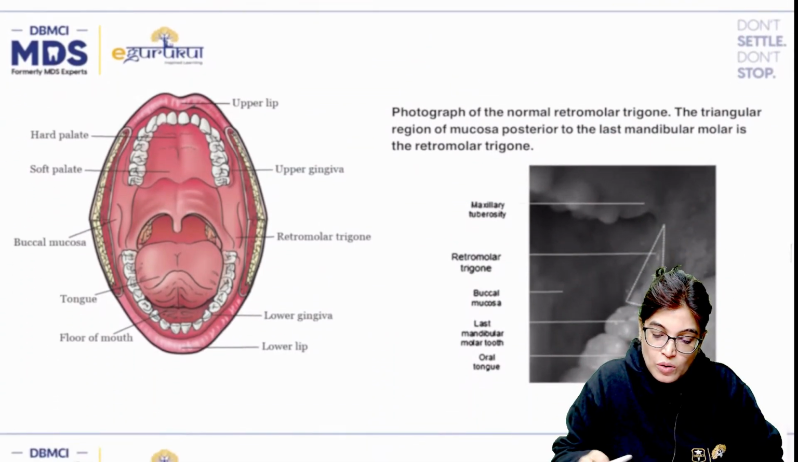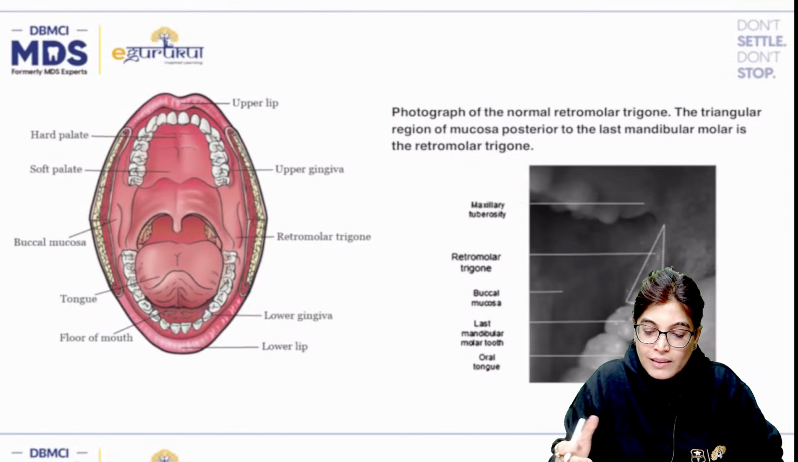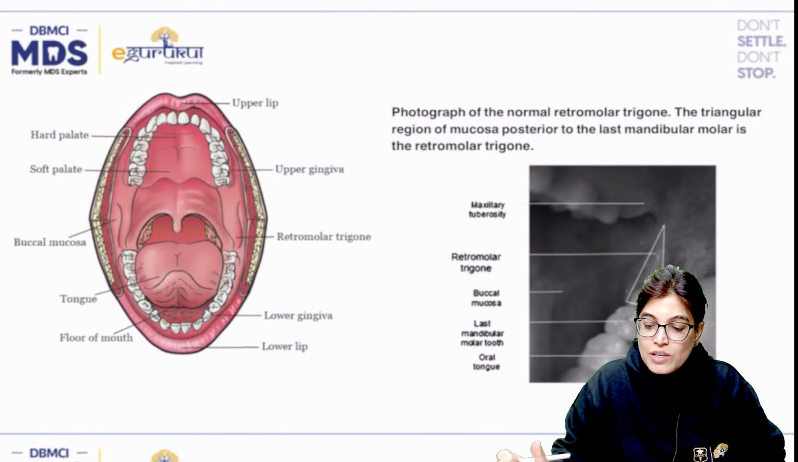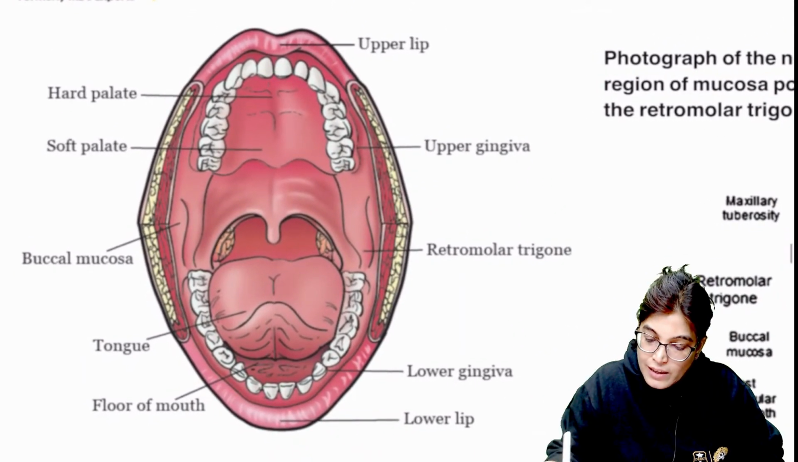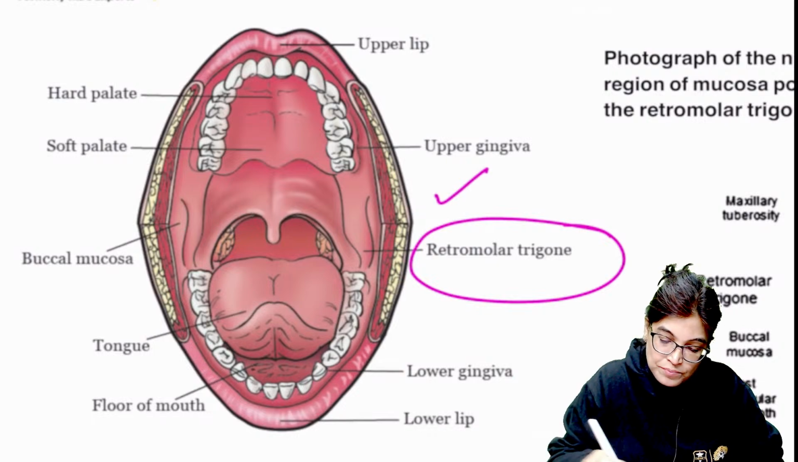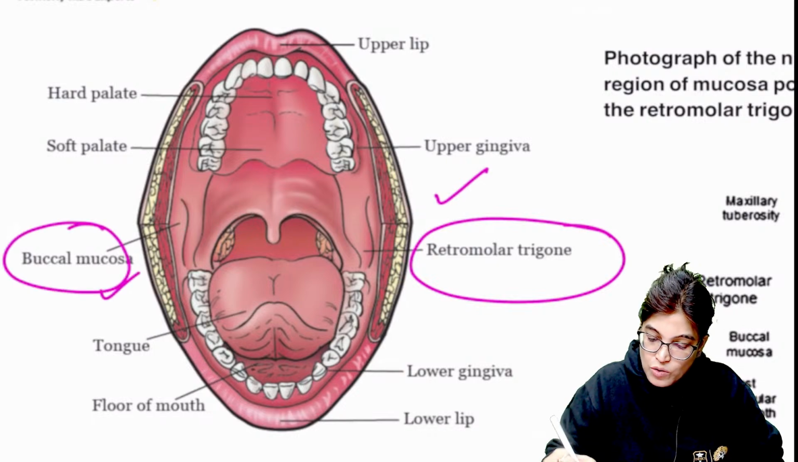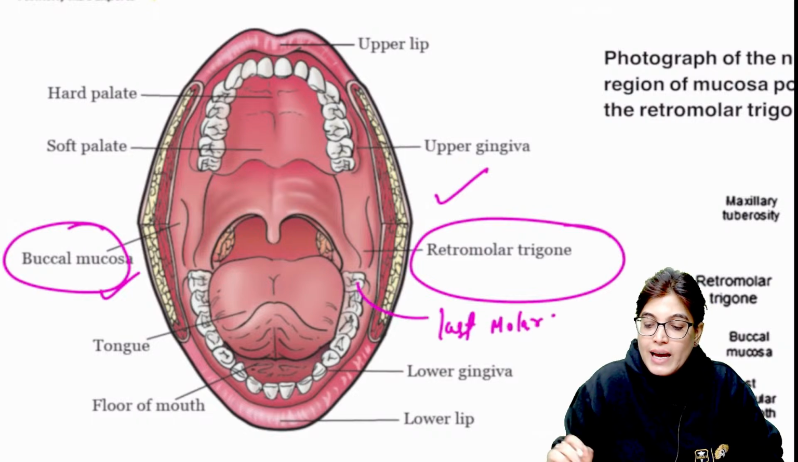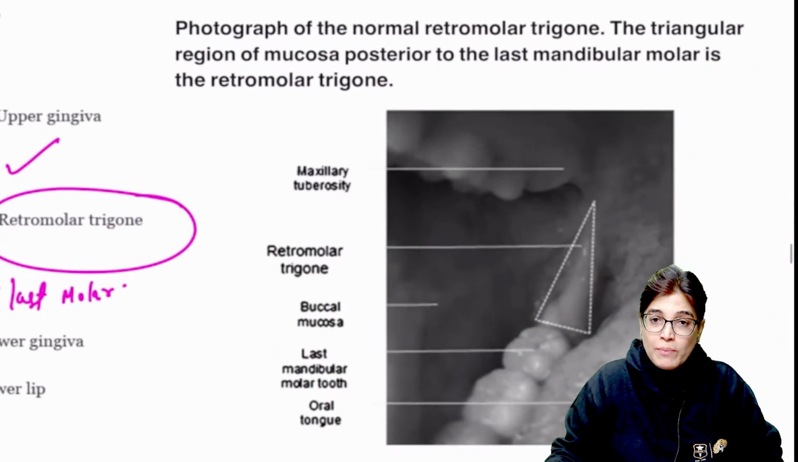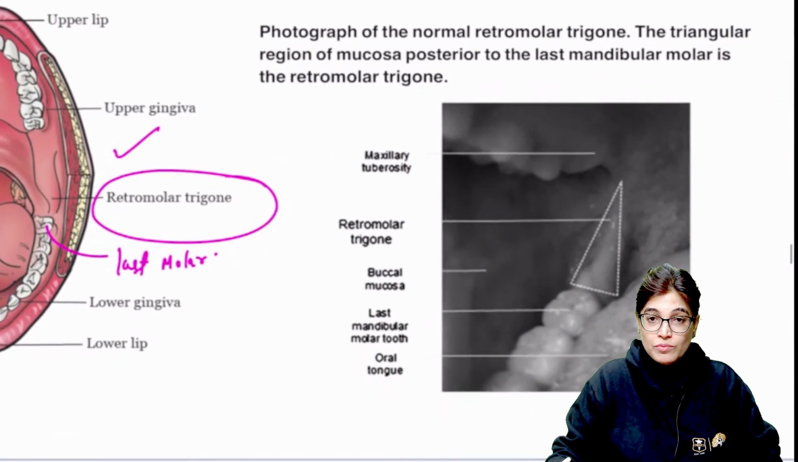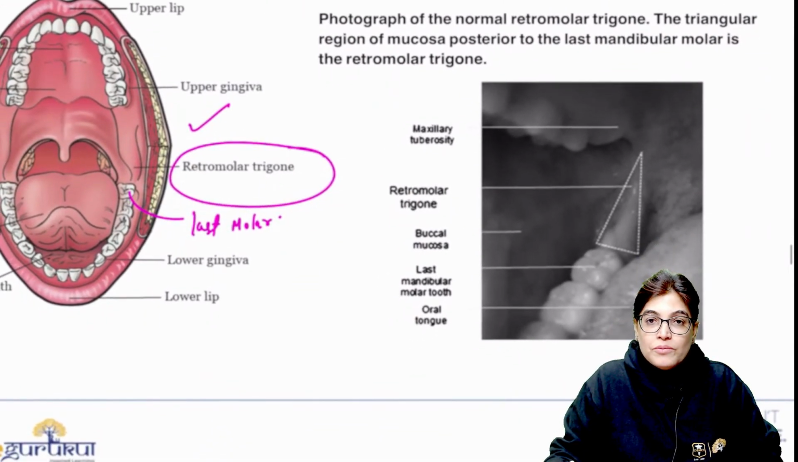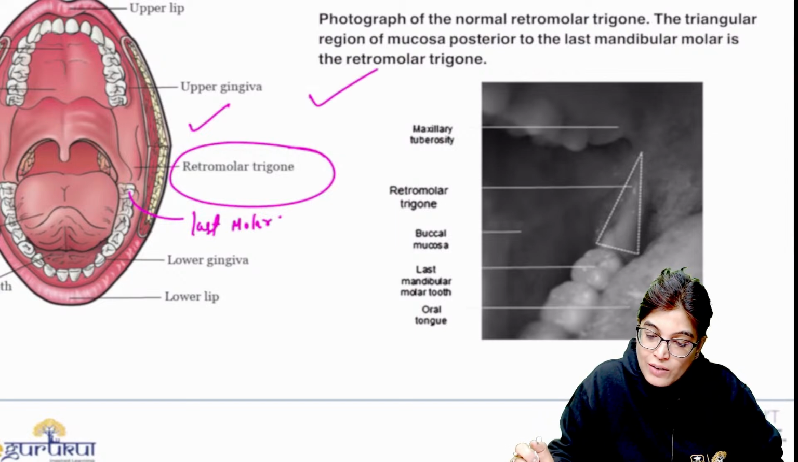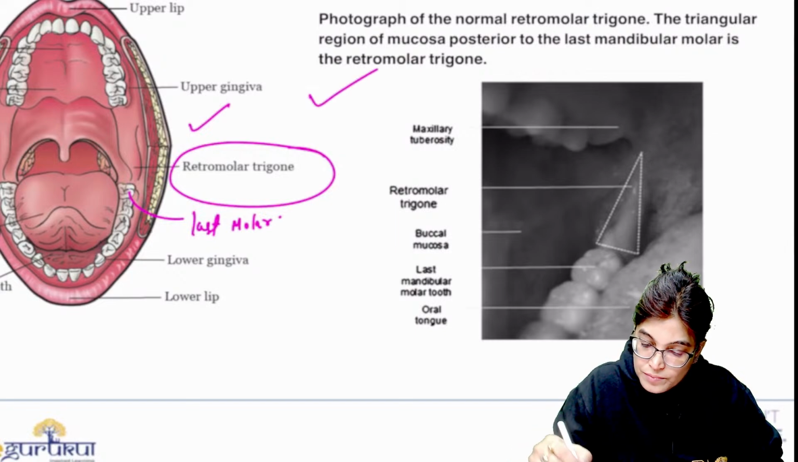So I just want to show you exactly behind the third molar. That means it is lying in the region posterior to the last molar tooth. I just enlarge this and you can see the retromolar area. This is behind the last molar in relation to buccal mucosa. You can see this is the last molar. Behind that, this area is retromolar trigone. One more image is there in which a photograph has been taken for the normal retromolar triangular area posterior to the last molar tooth.